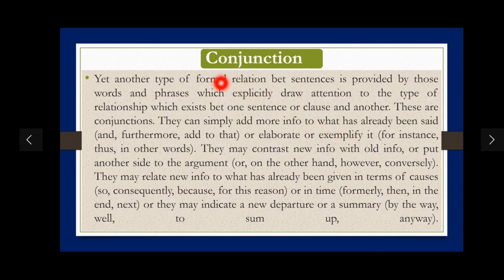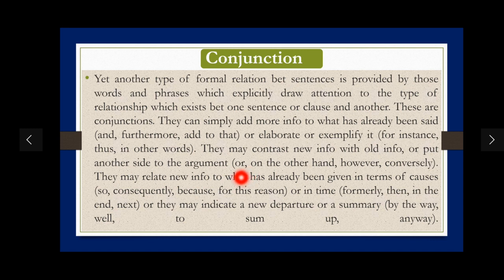Another cohesive device we have is conjunction. Yet another type of formal relation between sentences is provided by those words and phrases which explicitly draw attention to the type of relationship which exists between one sentence or clause and another. So these are conjunctions. They can simply add more information. We use, like, in addition, furthermore. To elaborate or exemplify something, we use for example, thus, in other words. And they can contrast new information with old information or put another side to the argument.